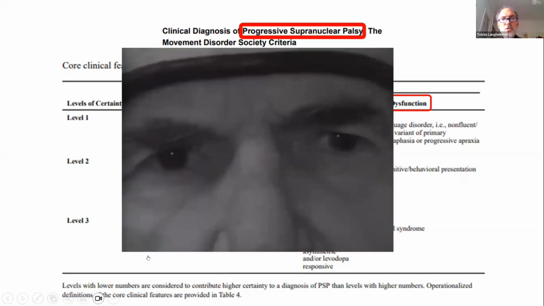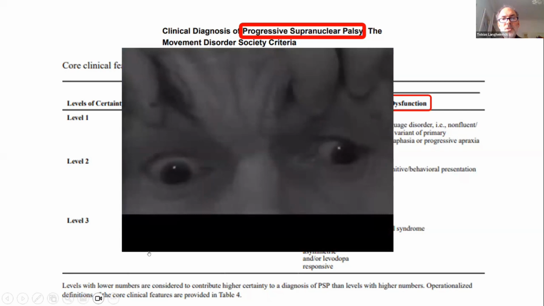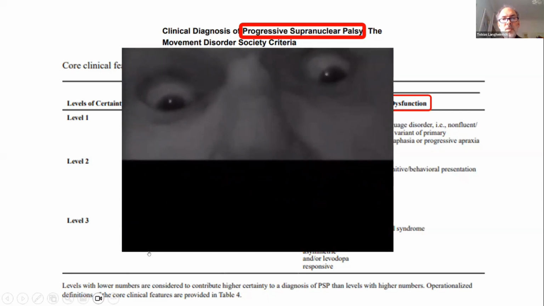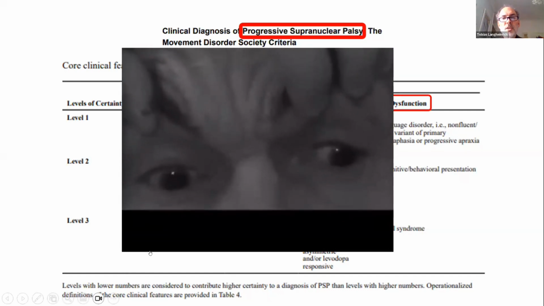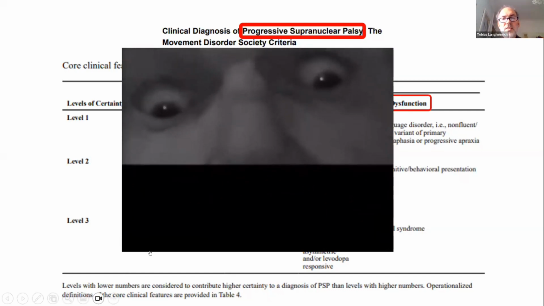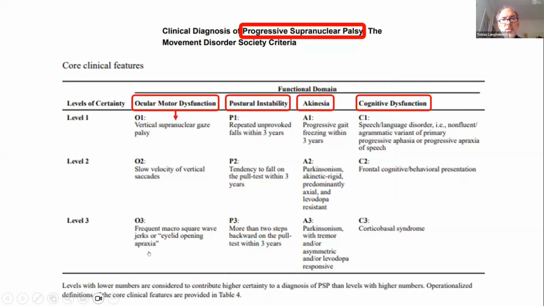A patient is asked to look up and down, but he moves right and left. So he can't really move his eyes at all downwards. Then someone takes his head and moves it, and they're able to show that the eyes can move down using the vestibulo-ocular reflex. So this is your vertical supranuclear gaze palsy.